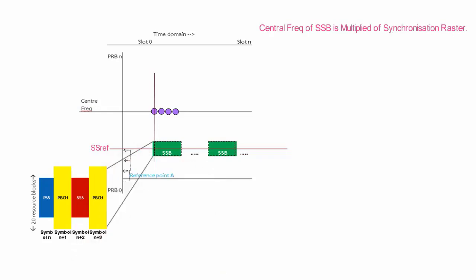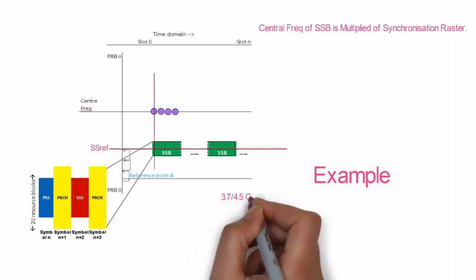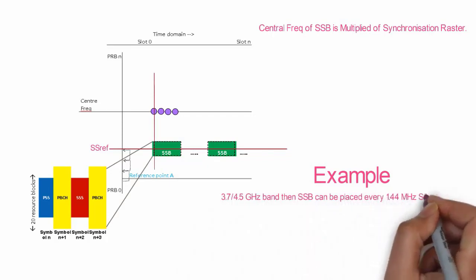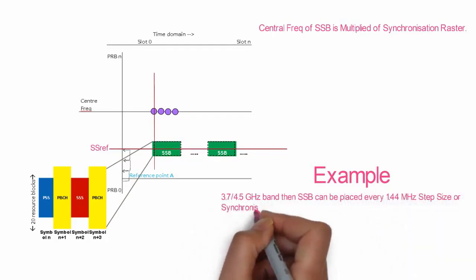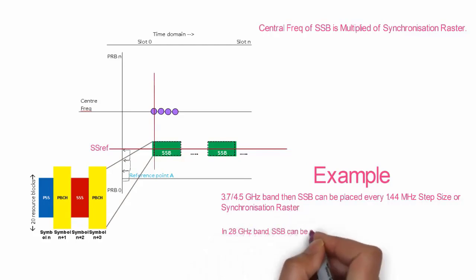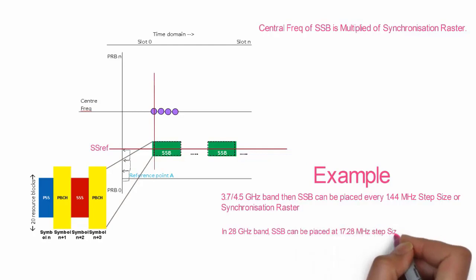So in 5G NR, what is the raster value? You can say, what is the step size to scan the frequency? For example, suppose we are taking the 3.7 and 4.5 gigahertz band, that means FR1 frequency. Then SSB can be placed at every 1.44 megahertz step size. But if it is FR2, that means the 28 gigahertz band, then SSB can be placed at 17.28 megahertz step size.